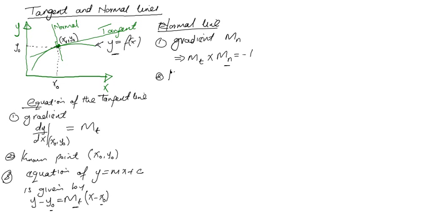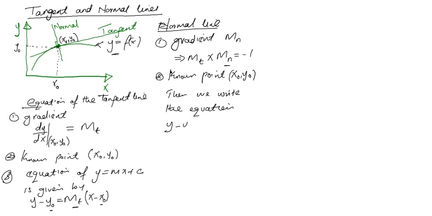And then we have the other thing. We have a known point, which is the same point, x naught y naught. The normal passes through the same point as the tangent, and then we write the equation. The equation is y minus y naught equals mn into x minus x naught.